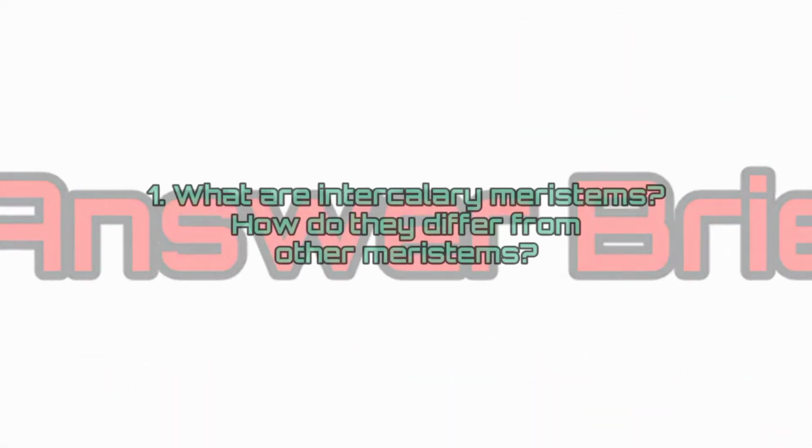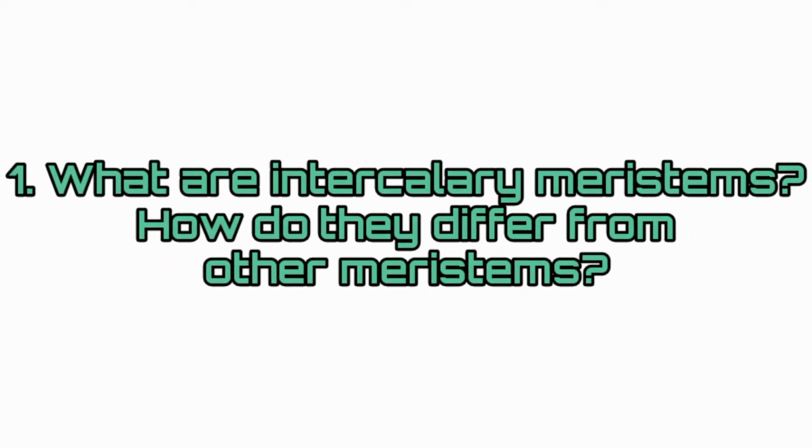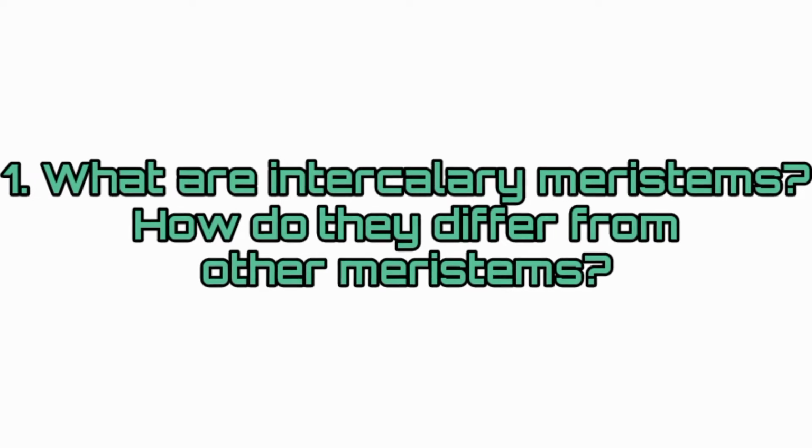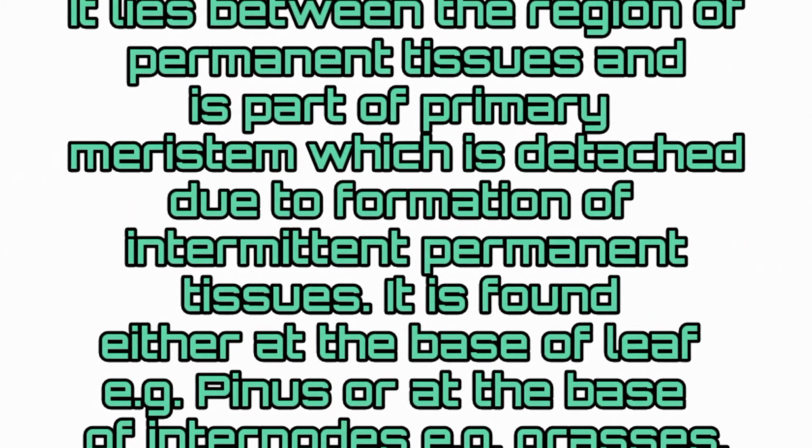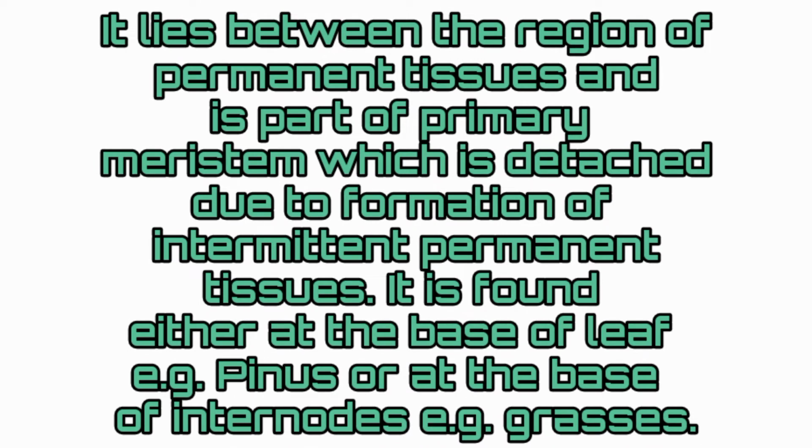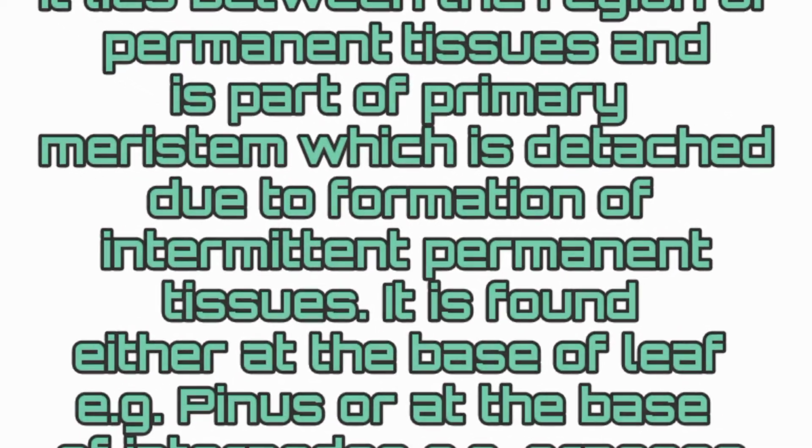Answer briefly. First question, what are intercalary meristems? How do they differ from other meristems? Answer, it lies between the region of permanent tissues and is part of primary meristem, which is detached due to formation of intermittent permanent tissues. It is found either at the base of leaf, example pinus, or at the base of internodes, example grasses.